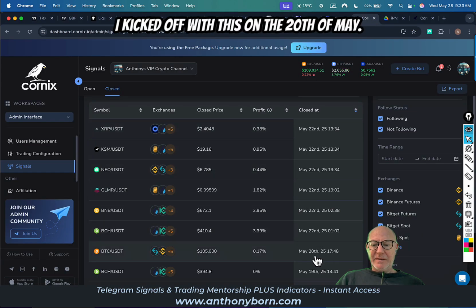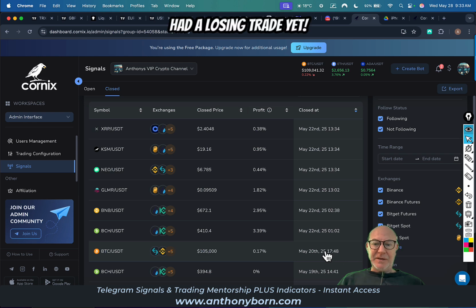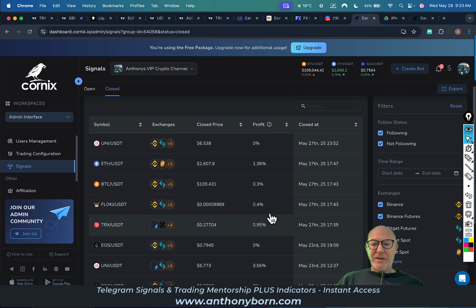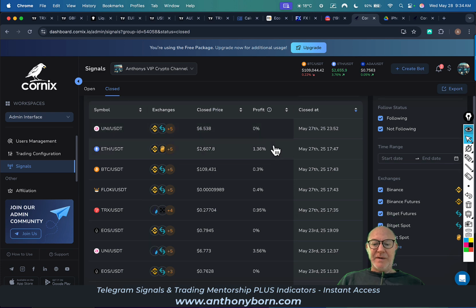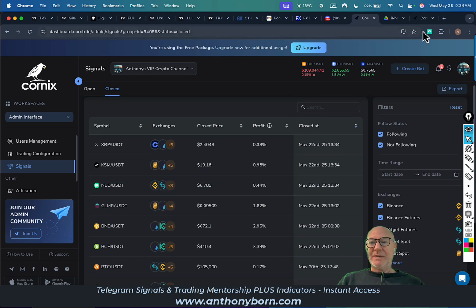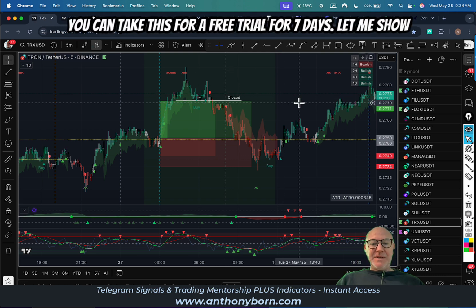Okay, so some real results. Now, actually, I kicked this off on the 20th of May. So these are the actual trades that were closed. We haven't had a losing trade yet. On the first page here, they've all been winning trades. Now, some of these are showing zero. That didn't get picked up on the exchange, so it actually wasn't opened. But the rest of these, yeah, that's a pretty good win. So what is it? 14 trades and 14 wins. 100% win rate over the last 2 weeks. Anyway, guys, you can take this for a free trial for 7 days.